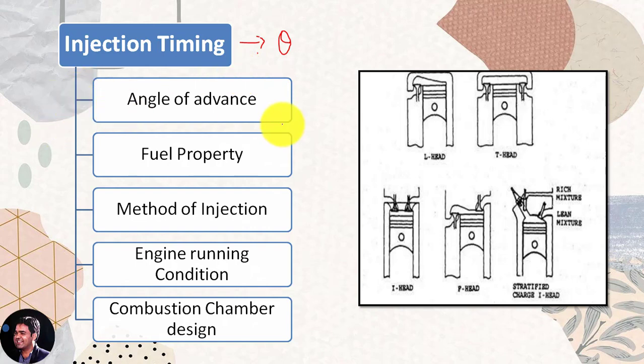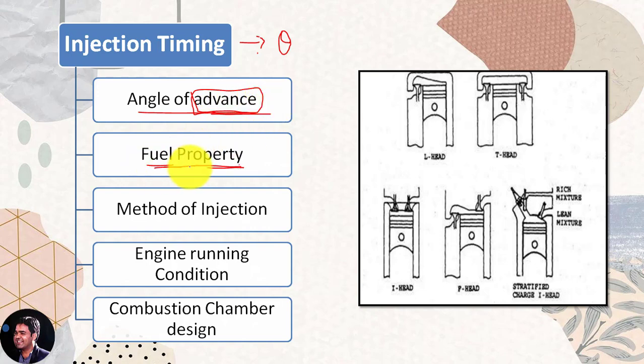So here are some factors which are affecting the injection timing, like angle of advance. Now, as I said, injection timing is measured as an angle of rotation of the crankshaft. So here, angle of advance means the fuel is injected slightly before the angle prescribed by the manufacturer, slightly earlier, in a simple manner.